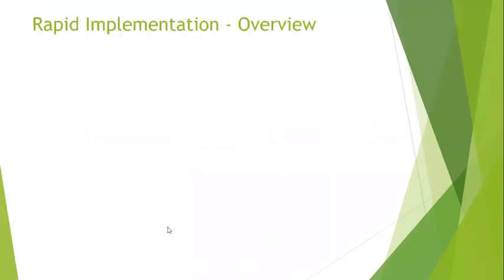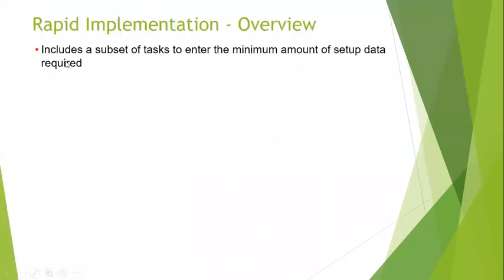So what is this rapid implementation? Let's see the rapid implementation overview. It includes a subset of tasks to enter the minimum amount of setup data required. This rapid implementation is a specific main task list with subtasks, individual tasks where you need to enter minimum information or minimum setup data that is required. That's it. We need to provide only mandatory or minimum setup information. The system will automatically create the remaining items with default information.